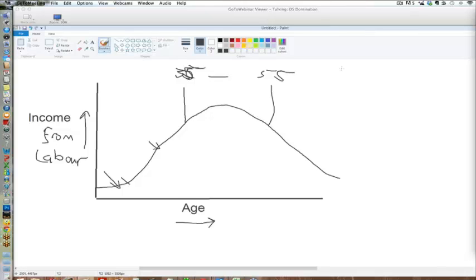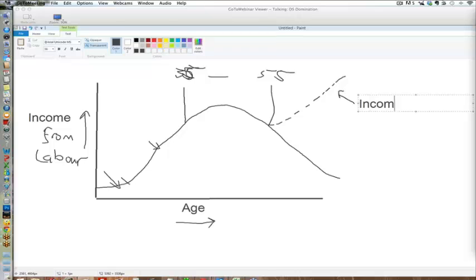Here's what happens though. From 55 to 75, the aim that most people have, that unfortunately doesn't truly come to pass for a lot of people, the aim is that from this point on, you start developing a second income. This is supposed to be your income from investment.